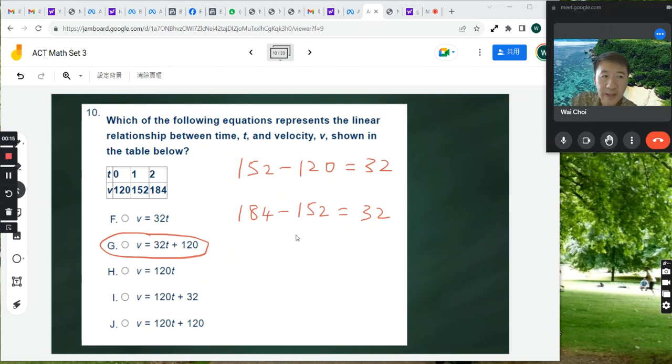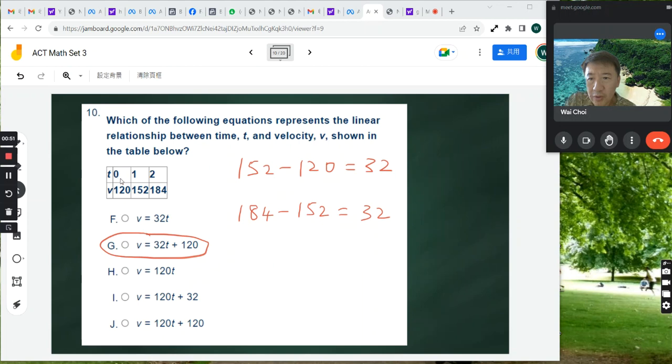Question number 10. Which of the following equations represents the linear relationship between time t and velocity v, as shown in the table below? When t equals 0, v is 120. When t equals 1, v is 152. When t equals 2, v is 184.